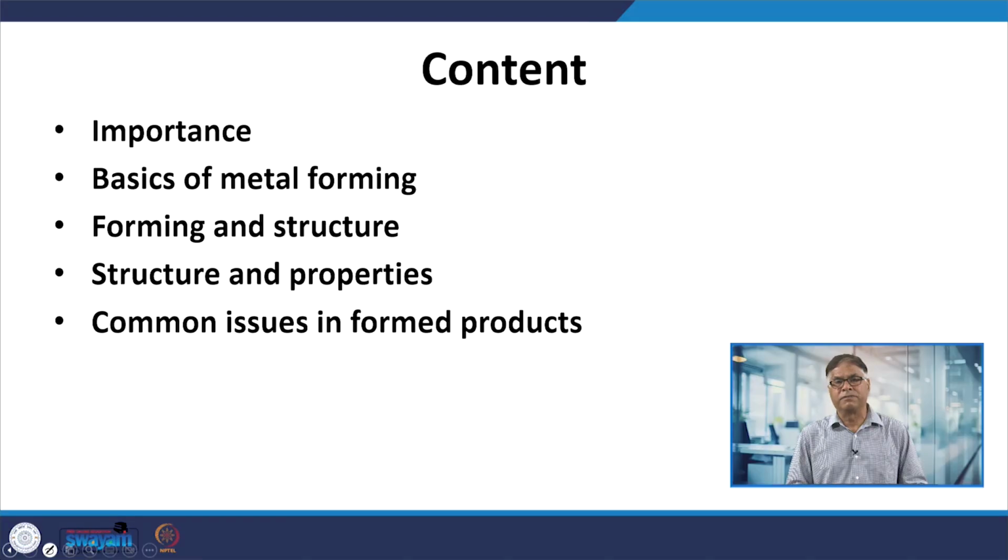In this presentation, we will talk about the importance of metal forming and its effect on the performance of the product made by metal forming processes, and then the basics of metal forming: what the general approaches are, and under what conditions metal forming is undertaken. Accordingly, we define it as hot forming or cold forming, and then how these affect the structure and mechanical properties of the material, which eventually affect the performance of the product during service.